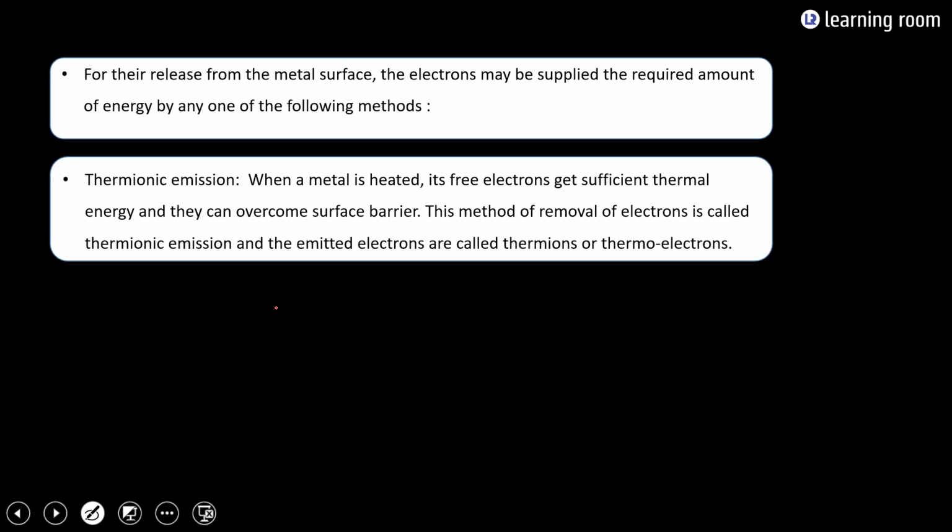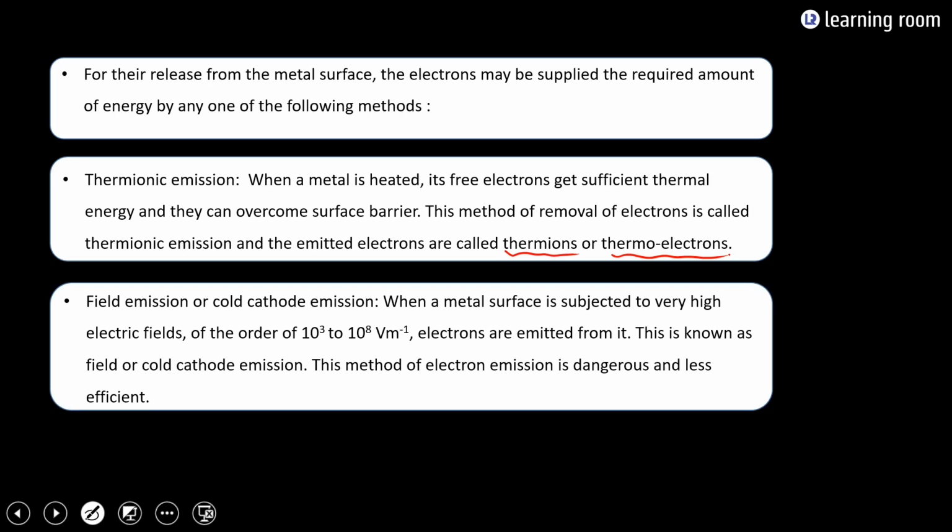So that is when you take a metal and you heat it such that its free electrons get a sufficient amount of energy and they can overcome the surface barrier, right? This can happen, and this method of removal of electrons we call thermionic emission, and the emitted electrons are given the name thermions or thermoelectrons. Am I clear with this? Called thermions or thermoelectrons.